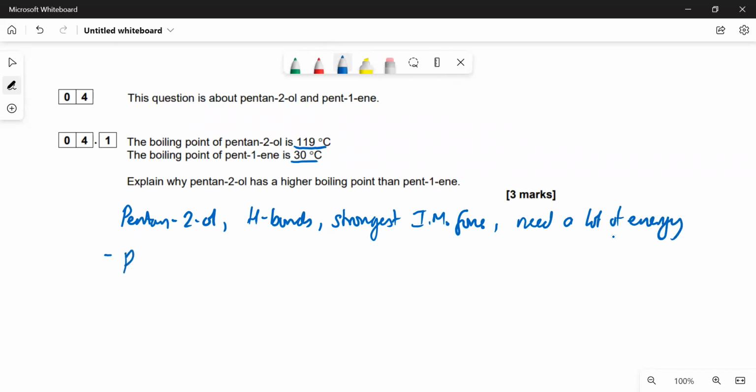Whereas in Pent-1-ene, it hasn't got a dipole moment. It's only made up of carbons and hydrogens, which have equal electronegativity. There's no possibility of hydrogen bonds, so the only forces you're going to get are van der Waals forces, molecular forces, and they are weaker. It's only 3 marks. You don't have to go on about explaining how a hydrogen bond forms. That will be sufficient.